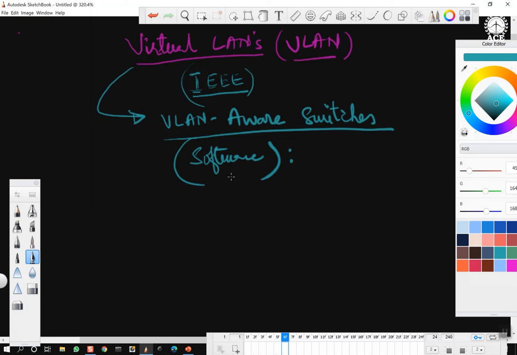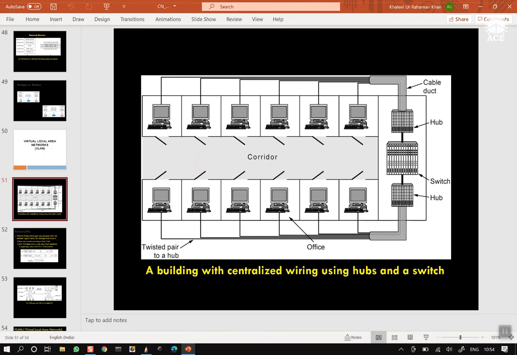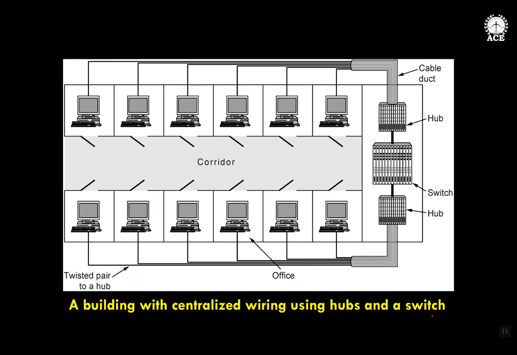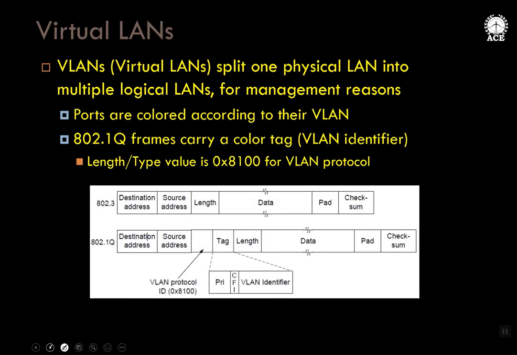So you need network administrators who are aware of the usage of VLANs, and then they can configure how many people are there. Different people will be configured on different virtual LANs. For example, if you see the presentation, next we'll see: one physical LAN may be split into multiple logical LANs for management reasons, as I showed earlier.